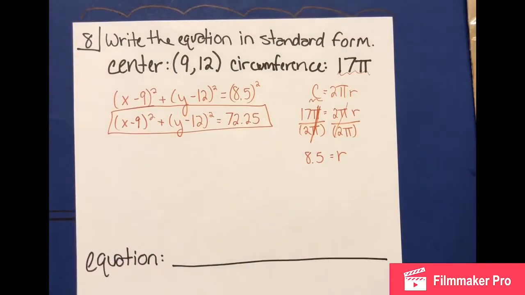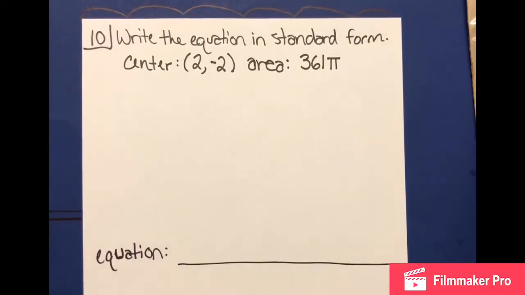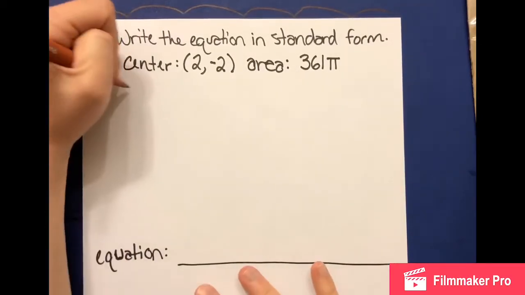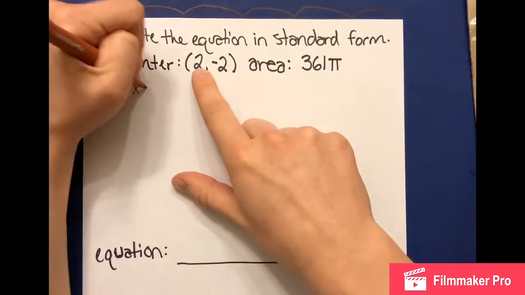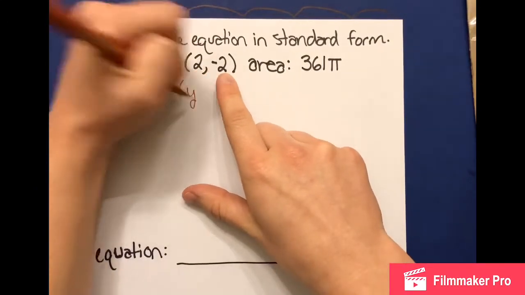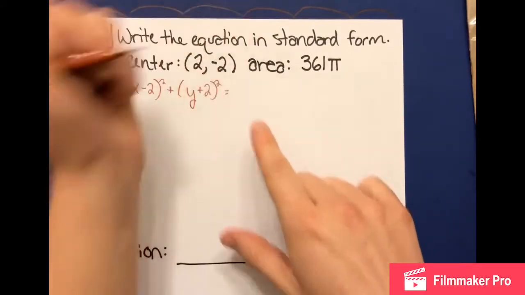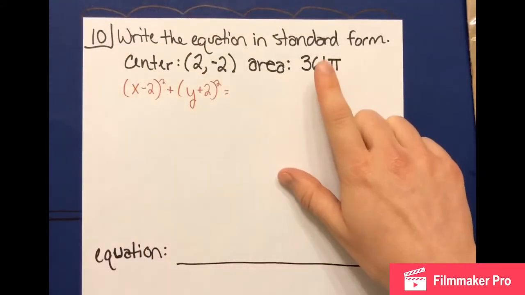That's my answer there. Last one on this kind of set. So the only difference here is they're given area instead. Let me set up. It's x, opposite sign, so minus 2, plus y plus 2, opposite sign, equals... we don't have the radius. However, I have the area.